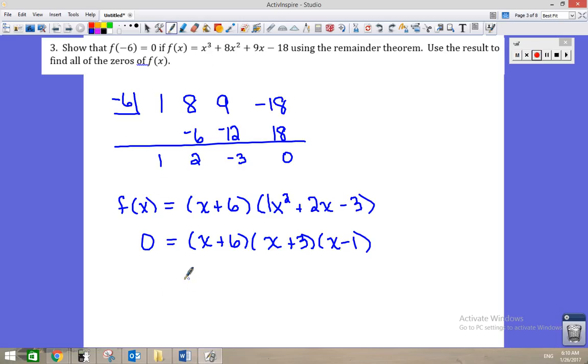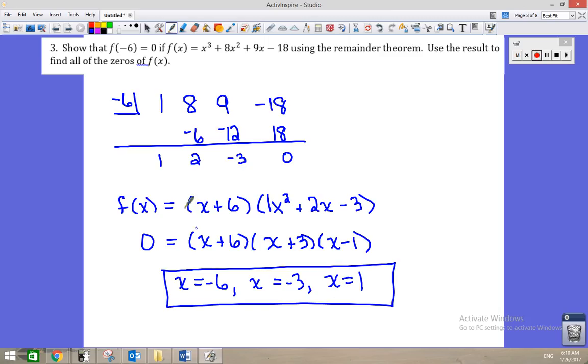So the zeros of this function are -6, which we expected, they gave us that one, and -3 and +1. We found 3. You can have at most 3. Here are the zeros for this function.